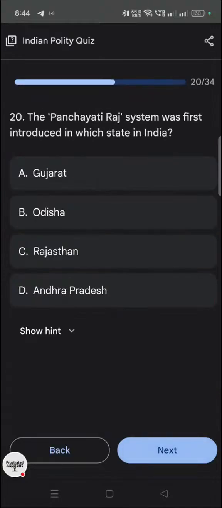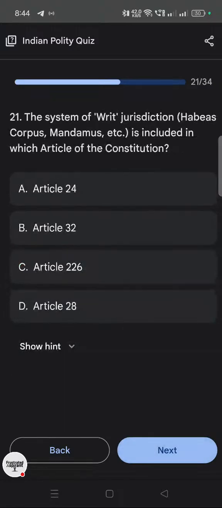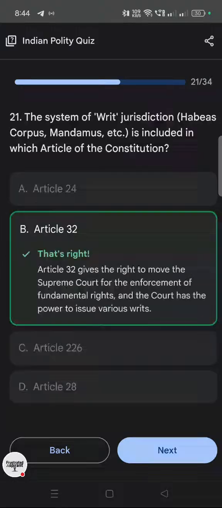The Panchayat system was first introduced in which state? Gujarat or Rajasthan? Panchayati Raj, Rajasthan. The first Panchayati Raj system was inaugurated in Nagaur district of Rajasthan in 1959. The system of writs, habeas corpus, mandamus, is included in which article? Article 32, constitutional remedies, Supreme Court, enforcement of fundamental rights.